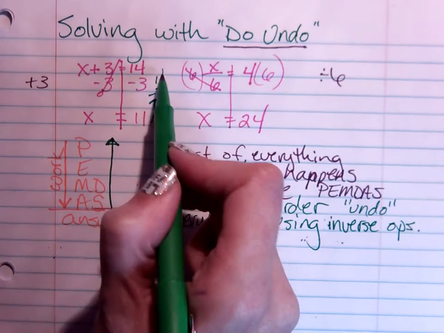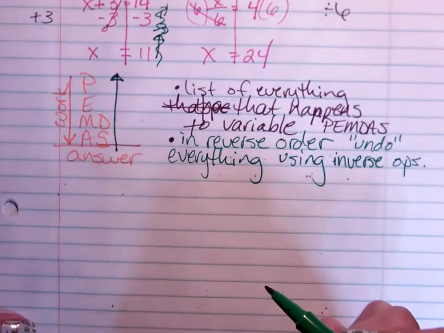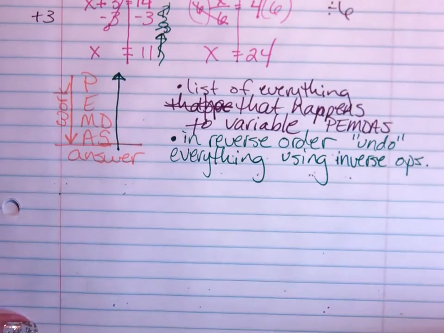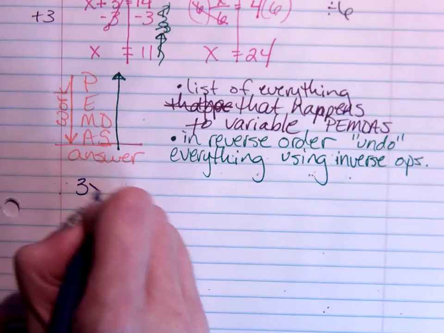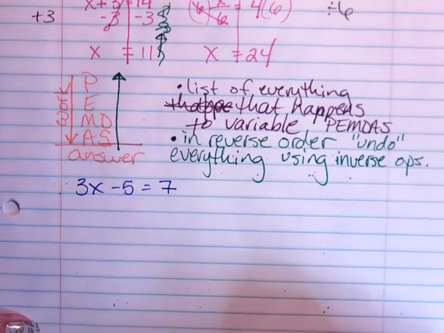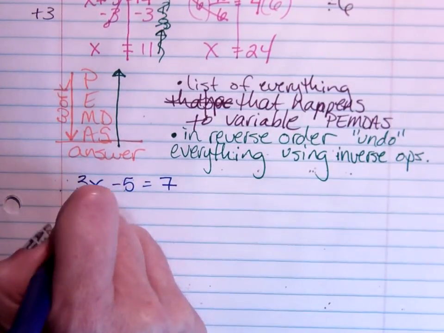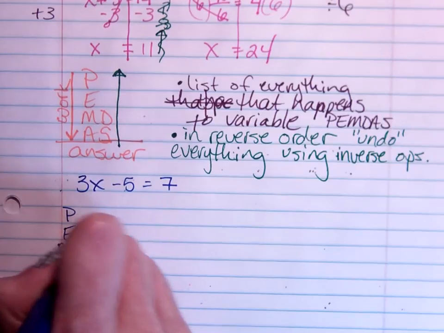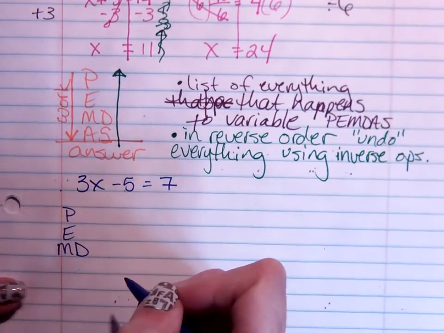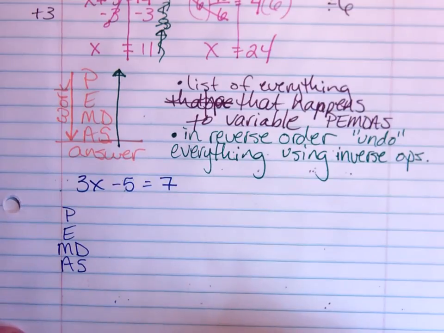It's easier to see with a fresh problem. All right. So we're going to do 3x minus 5 equals 7. So first we're going to make our list. PE, I'm going to leave M and D together because our order doesn't really matter. They're the next step. And then addition and subtraction.